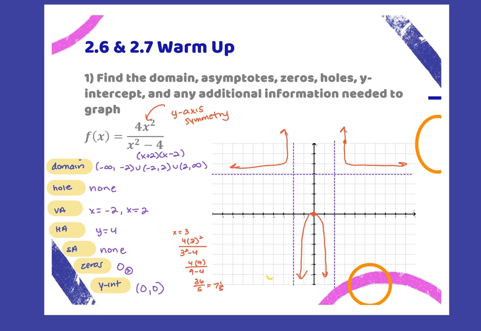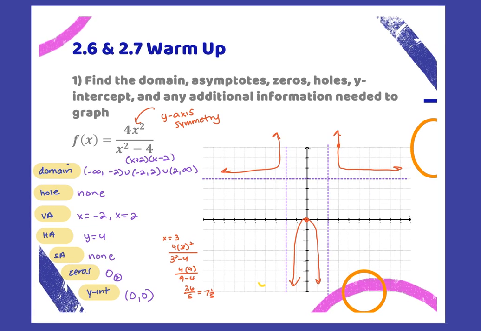Okay. All right, this is what one should look like. So factor the denominator, x plus 2, x minus 2, and then immediately do your domain: negative infinity to negative 2, negative 2 to 2, and 2 to positive infinity. Then see if anything cancels. It doesn't, which means there's no hole.